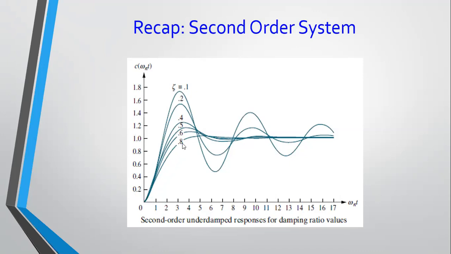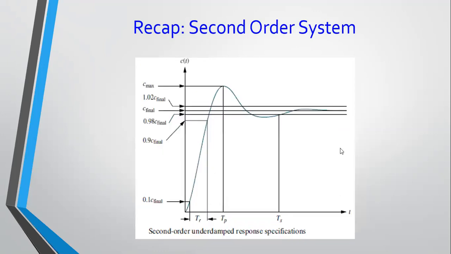You get the fastest response you can get without any oscillation. If you exceed the damping ratio of 1, you go to the overdamped region, where you get a slower response. Okay, so these are the definitions of the transient parameters we've seen earlier.